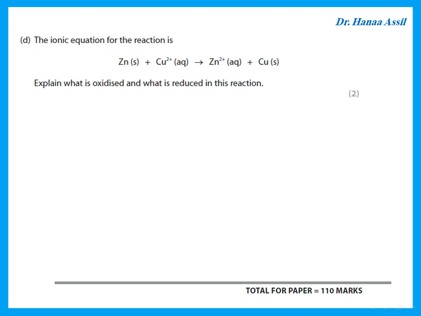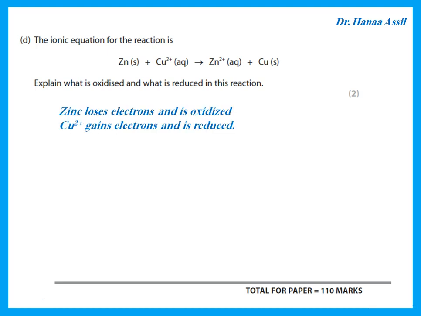Okay? Then the last question says the ionic equation for the reaction is this. Explain what is oxidized and what is reduced. So let us take a look. First of all, what is oxidized and what is reduced has to be from before the arrow. Don't bring it from after the arrow. What is before the arrow that has been oxidized and what has been reduced? Well, you should realize zinc changed to Zn2+. So it did what? It lost electrons. So zinc loses electrons, it is oxidized. Cu2+ gains electrons and is reduced.